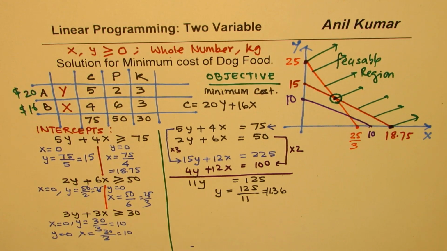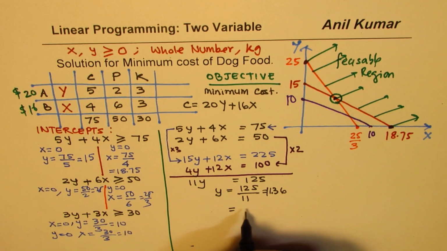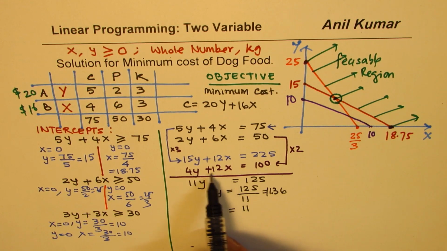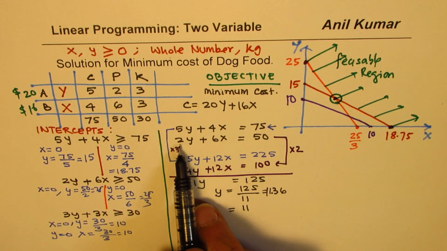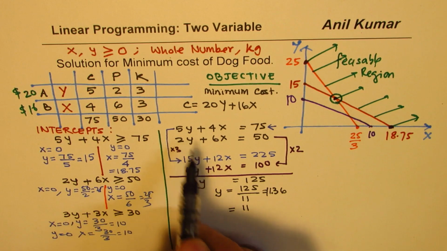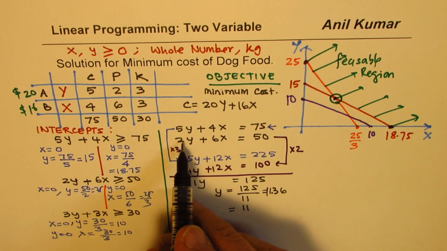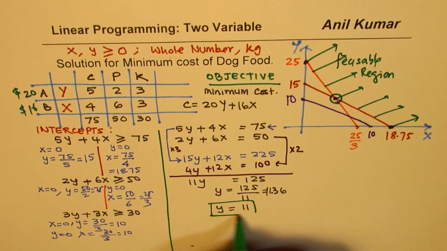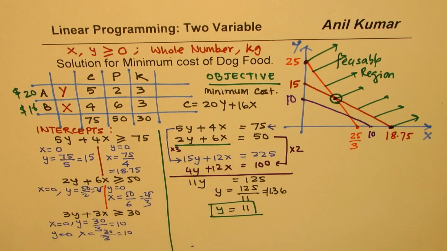Now, since we are rounding the numbers, let me round this to 11. So y, I am rounding to 11. And we'll see what we get for x if we round y to 11. Now, we could use any one of these equations. So let's do the first one. Let's substitute 11 for y. So what we are doing is substituting y equals 11 in our equation. Is that okay?